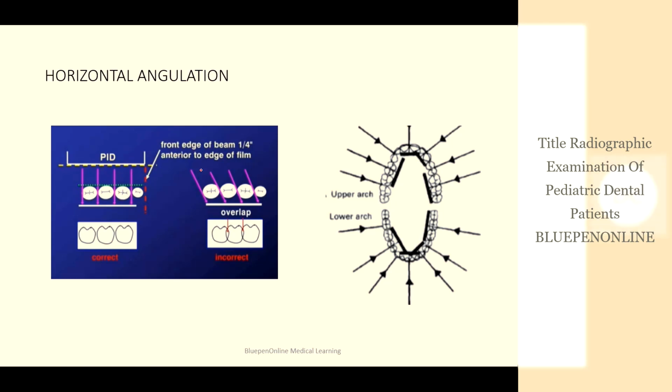In case we change the horizontal angulation, that is if the PID is placed here like this, then the X-rays will be emitted like this, but it can result in the overlapping of the tooth structure. So this is the horizontal angulation. Basically horizontal angulation will be based on the PID, how we shift it, either right or left or straight to the tooth of interest. In case of the upper arch, this is how we take horizontal angulation. It is always better to keep the horizontal angulation at 0 degree.